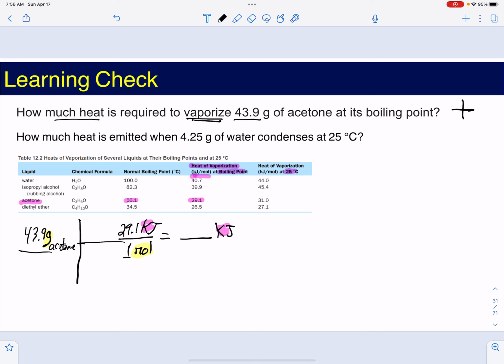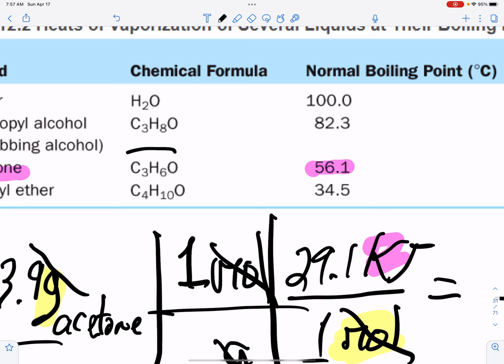I'm gonna begin my train track by getting rid of the grams, because what I need to get rid of eventually is gonna be the moles. And this is nothing more than the molar mass. So 1 mole of acetone, I would have to know what acetone is. I got the formula right there.